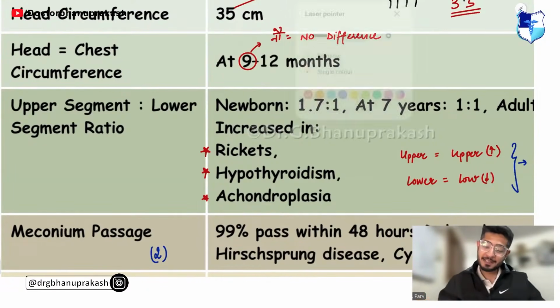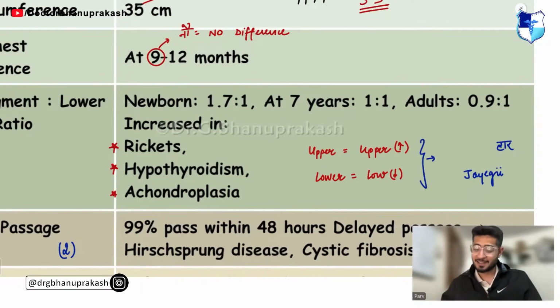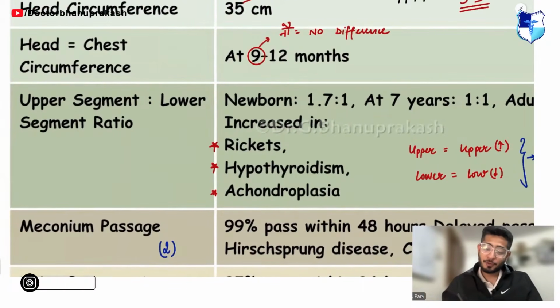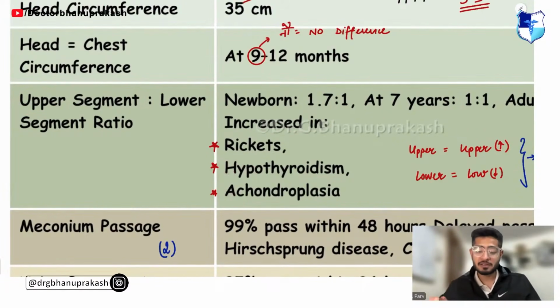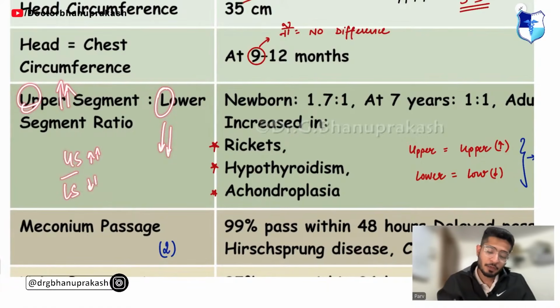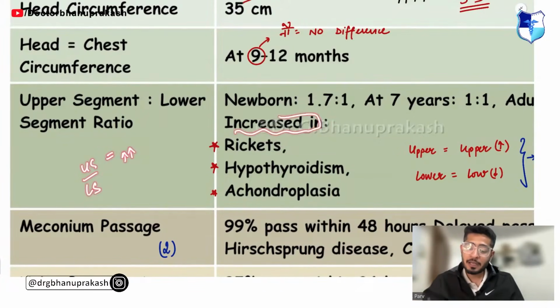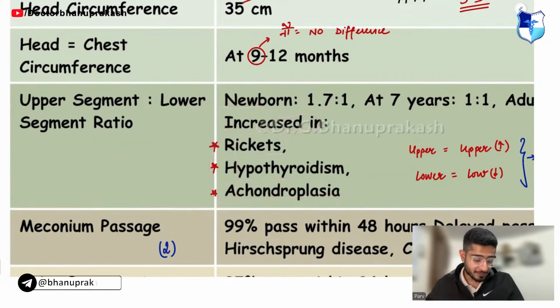Coming on to upper segment to lower segment. What is the mnemonic? The mnemonic says the upper segment to lower segment ratio is disturbed, is reversed. That means lower is getting more lower, upper is getting more upper. If upper is getting more upper and lower is getting more lower, what is going to happen? The upper segment to lower segment ratio is increased, and this is my mnemonic, HAR: H for hypothyroidism, A for achondroplasia, and R for rickets.